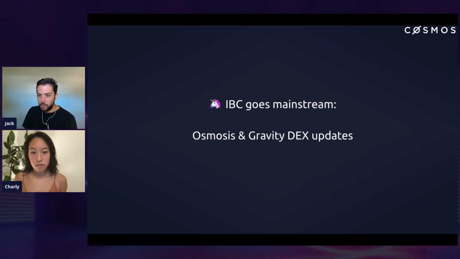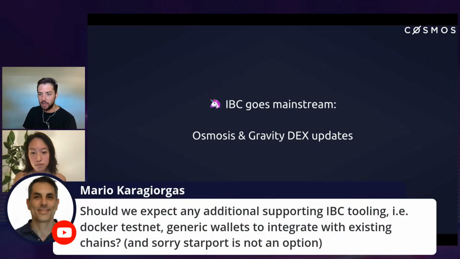Mario asks, should we expect any additional supporting IBC tooling, i.e. Docker testnet, generic wallets to integrate with other chains? Sorry, Starport is not an option.